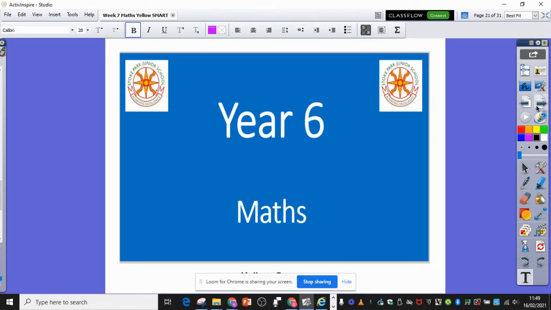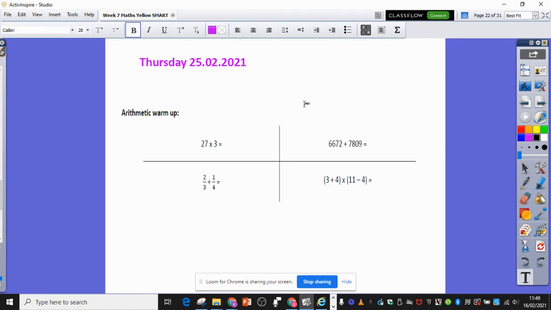So as always, let's get started with our arithmetic warm-up. You know the drill by now, Year 6. I'll give you 5 minutes. So if you'd like to do your arithmetic warm-up and mark your answers, and then when you're finished, restart the lesson so we can go into the main body of your learning.